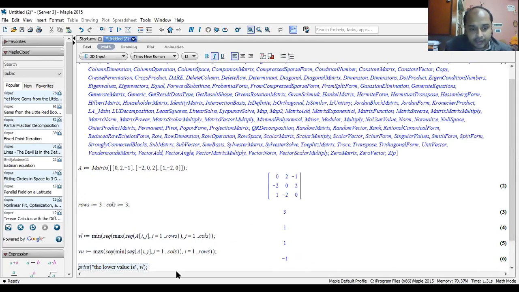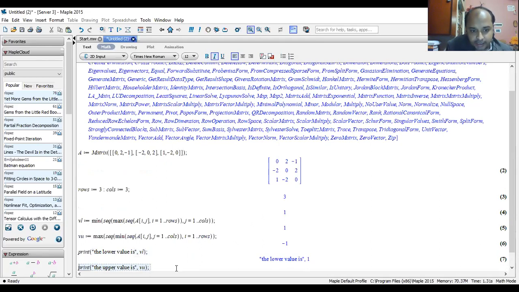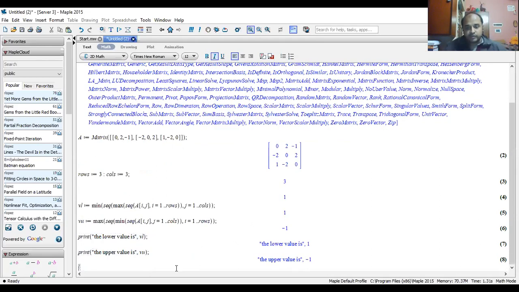Okay, and you write the print and that also. So you see here also, by changing the matrix, we are getting that the value of the game actually does not exist. Okay, so this much for today.